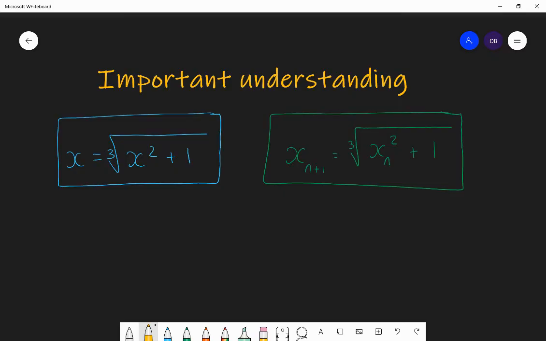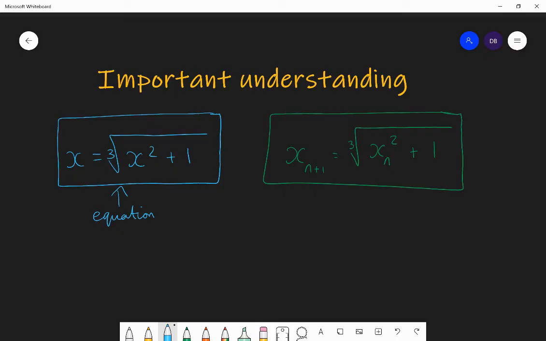So what we have from the first part is a rearrangement of an equation. This blue bit is simply an equation. It will be true for a specific value of x, or maybe some specific values of x, okay? So this equation is not true always. This is true only for specific values.